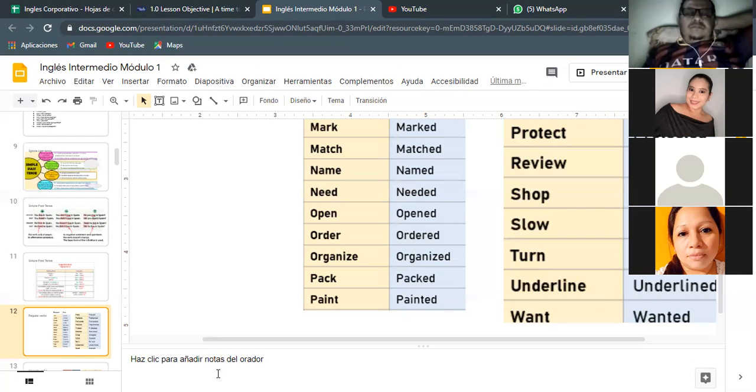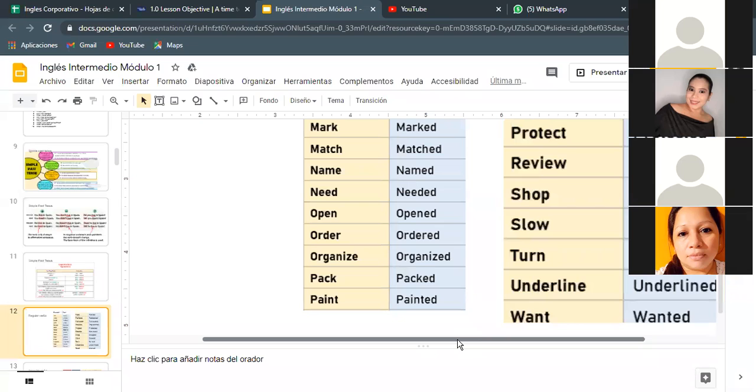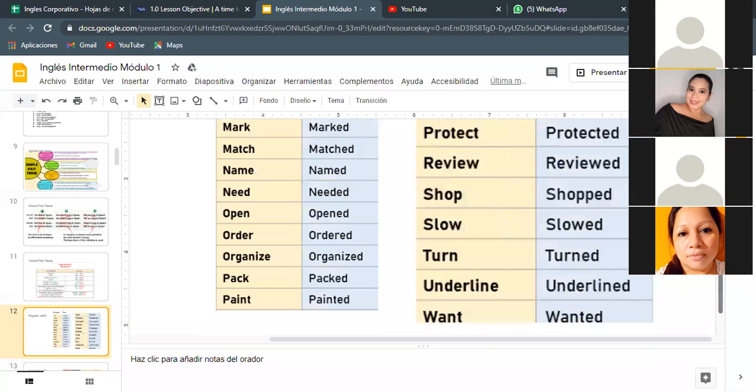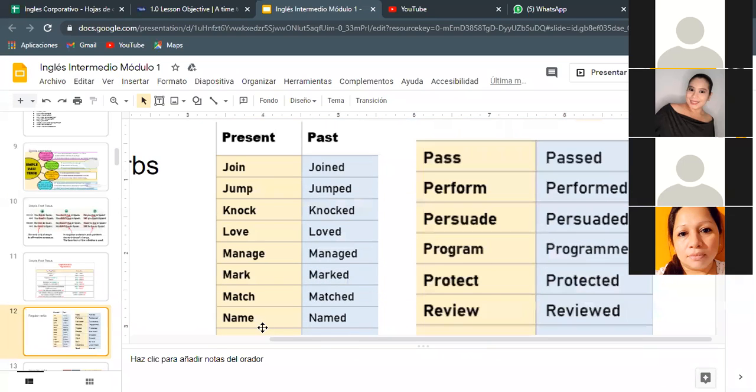Paint is very easy. Painted. Ricardo, could you please tell me an example with painted? I painted in the house. Very good. I painted my house. The other one is pass. What is to pass? Across. Yeah, to pass, to surpass something. For example, when you are at the table eating, you can say pass me the sugar, right? So that is the action to move something.